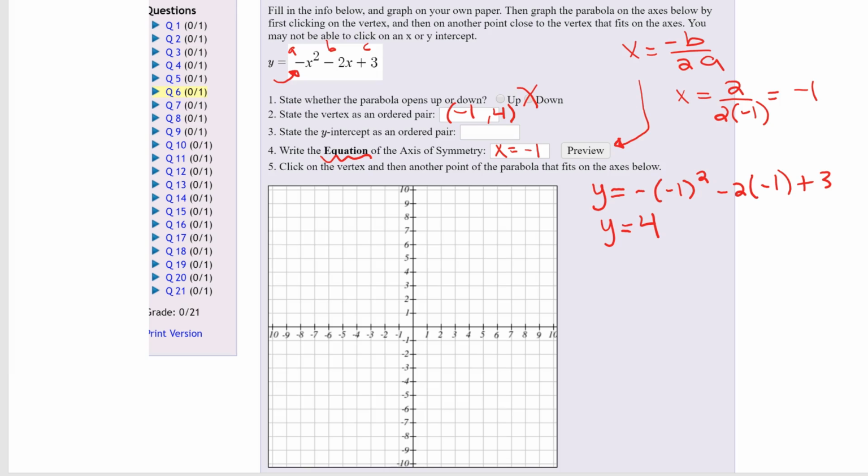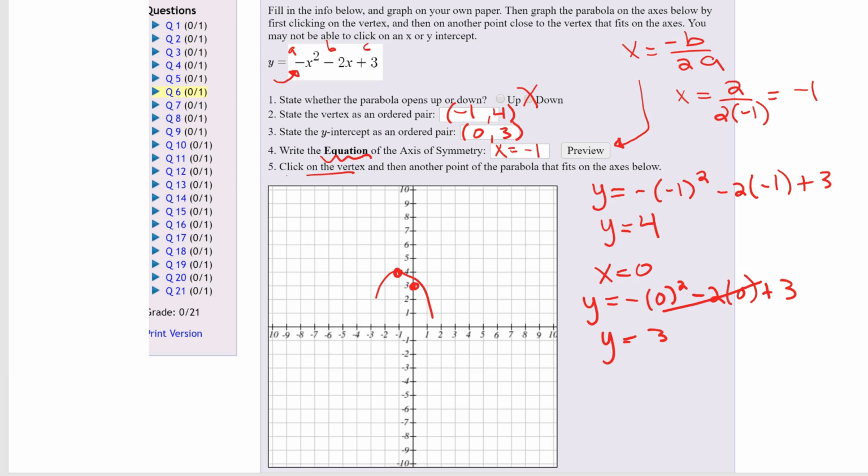State the y-intercept as an ordered pair. Remember, in standard form, it's easy to get the y-intercept because that's when x equals 0. So when I plug in 0, this all goes away, and I'm left with 3. Now, they said an ordered pair, so it's 0, 3. And then to actually graph it, it says to click on the vertex. So the vertex would be negative 1, positive 4, and then another point on the parabola. So we've got 0, 3, and then you could probably just kind of graph whatever they give you from there.